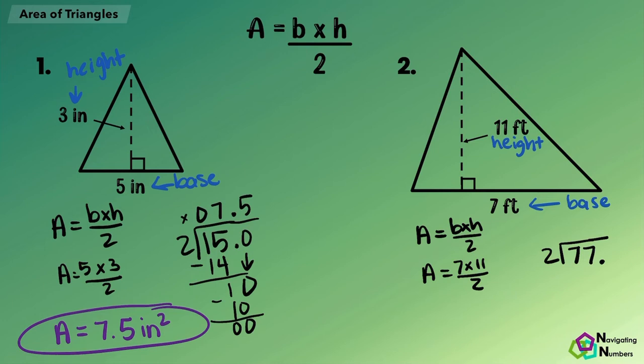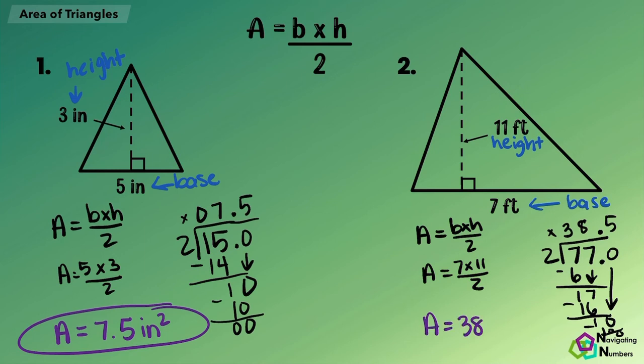2 goes into 7 3 times. 2 times 3 is 6. Subtract, we get a remainder of 1. Bring down the 7. 2 goes into 17 8 times. 2 times 8 is 16. Subtract, we get a remainder of 1. Bring down a 0. 2 goes into 10 5 times. We get 10. So we get a remainder of 0. It's a little crammed there. So then the area of this triangle, not rectangle, is 38.5 feet squared.